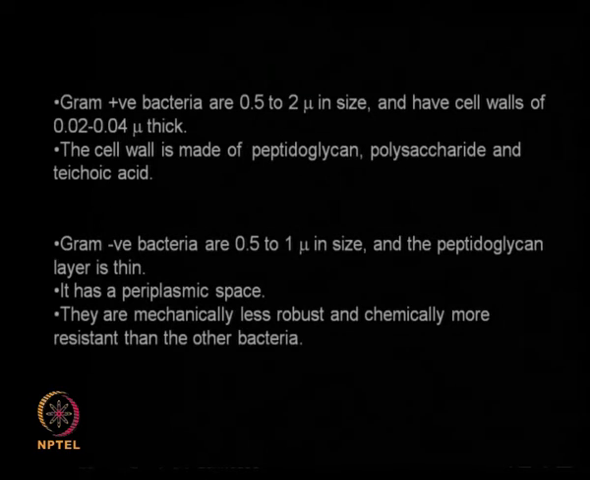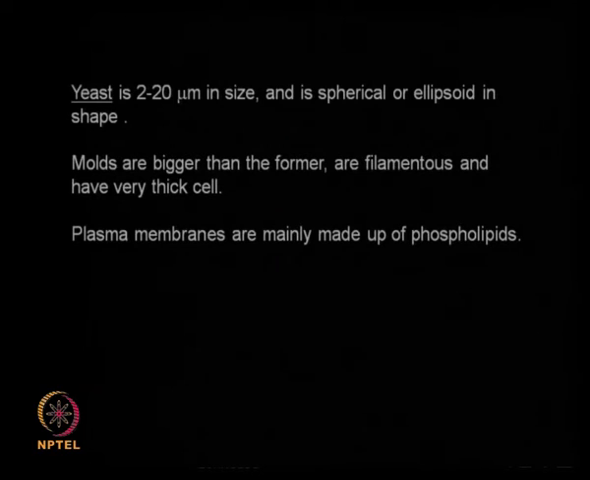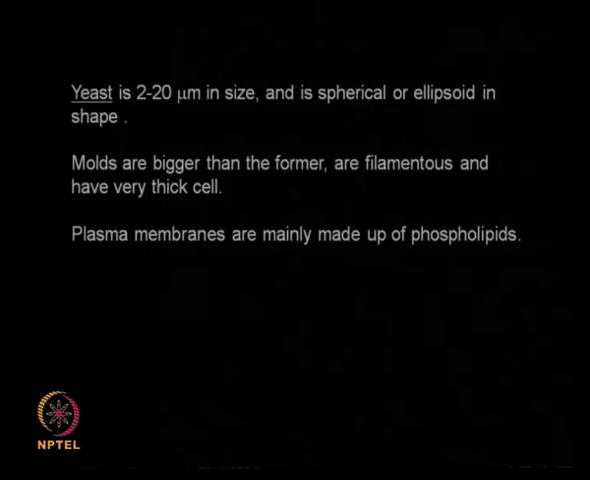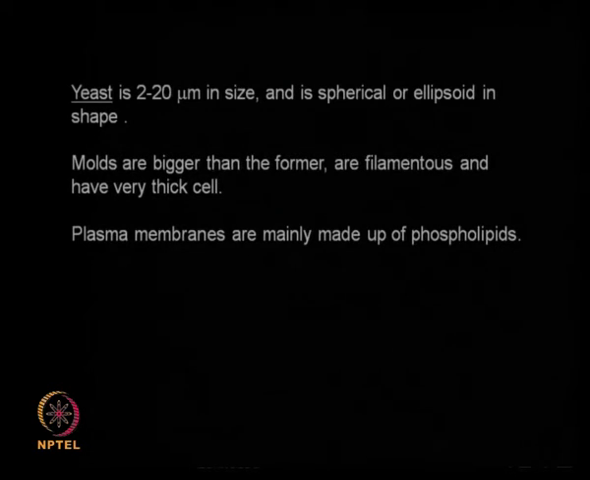Okay. Now let us look at yeast. Yeast is slightly bigger, 2 to 20 micron in size. They are generally spherical in shape or sometimes ellipsoidal, and they are quite tough when compared to bacteria. Then we have things like molds. They are very big, they are filamentous. You can have a filamentous mold, and they can have a very thick wall, and the plasma membranes are mainly made up of phospholipids.